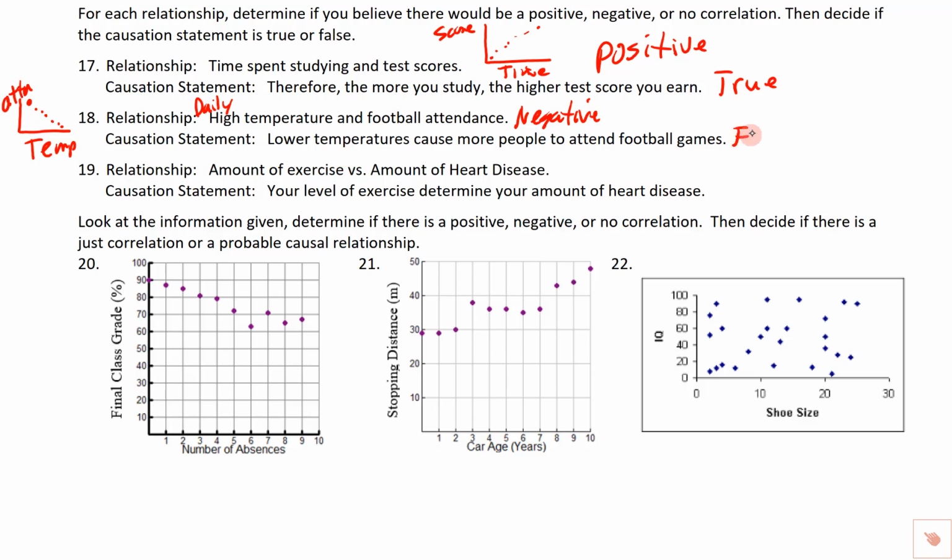Well, we'd probably say that that is a false causal statement because it's not the temperatures that actually cause that. It's just the fact that they both coincide. It gets cooler in the fall, and that's when football season is, and that's when people attend more games.